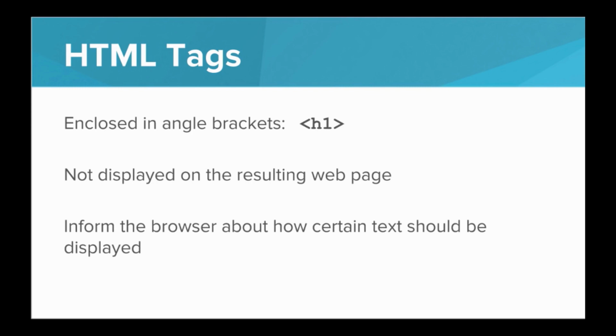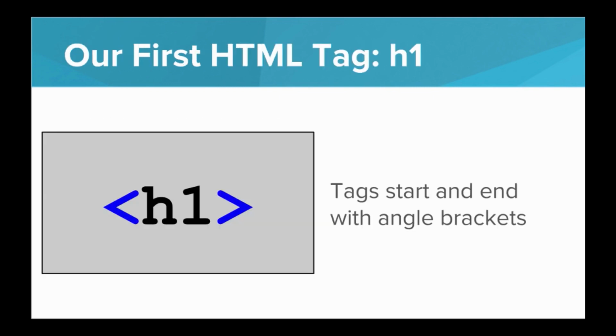So what do HTML tags look like? Well, they're enclosed in angle brackets. You can see there, that's an example of an HTML tag. They are not actually displayed on the resulting web page. They're only found in the HTML document, not on the final web page. And they inform the browser about how certain text should be displayed.